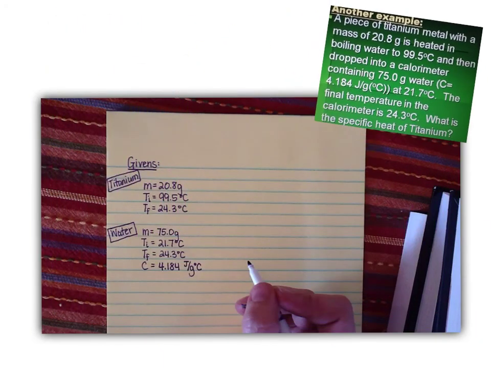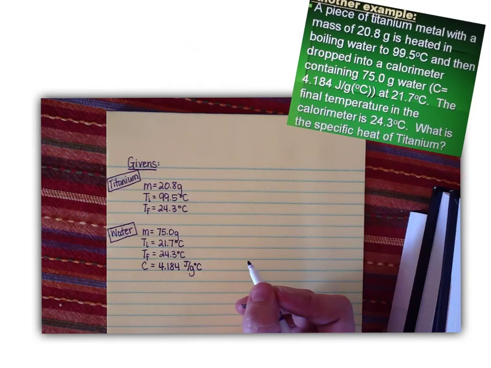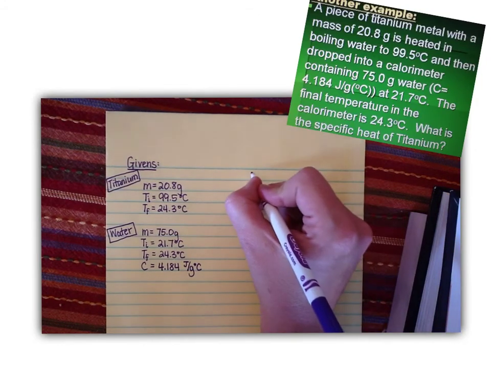Now your givens should look like this. Make sure you have them all. Now take a peek here and see that you have 4 givens for the water this time and 3 for the metal. So we're going to start by using the information that we have for the water.